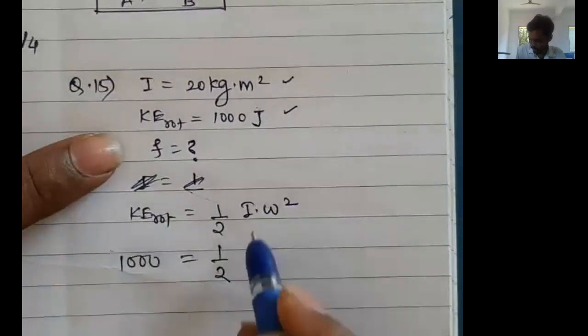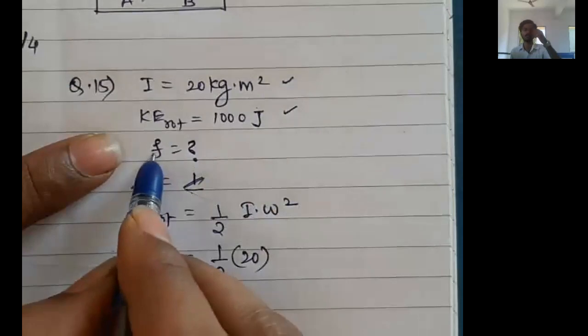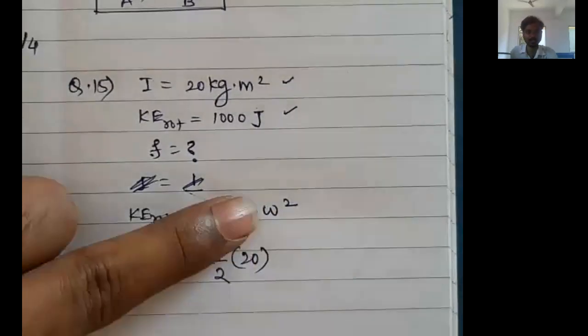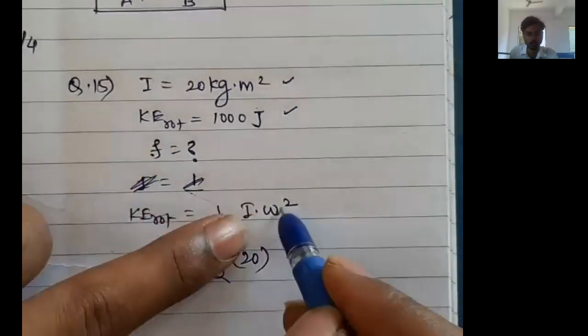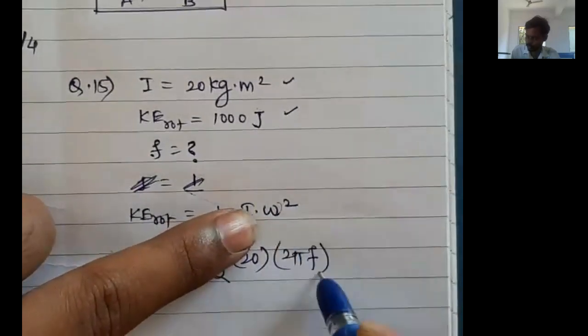1/2 as it is. I is what? I is 20. Now, sir, we want F. We have not written an equation for F, but we want F. So you will replace the quantities which are not given in terms of F. Which quantity is not given? Omega. Omega can be written as (2 pi F) square.